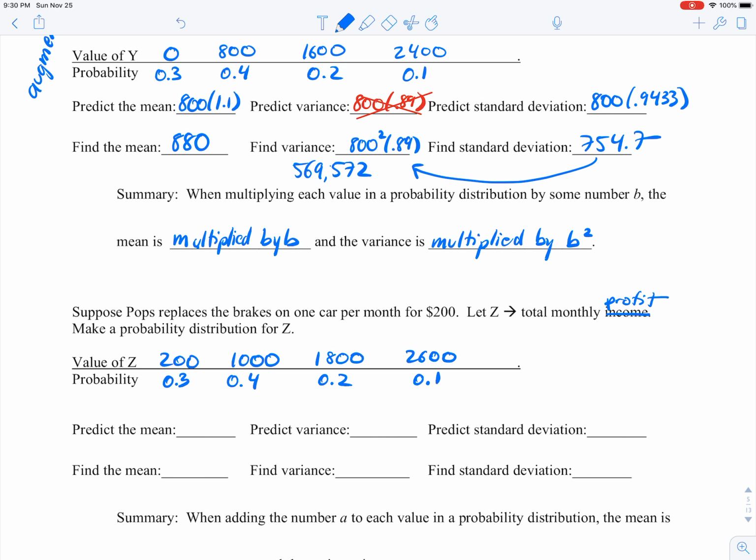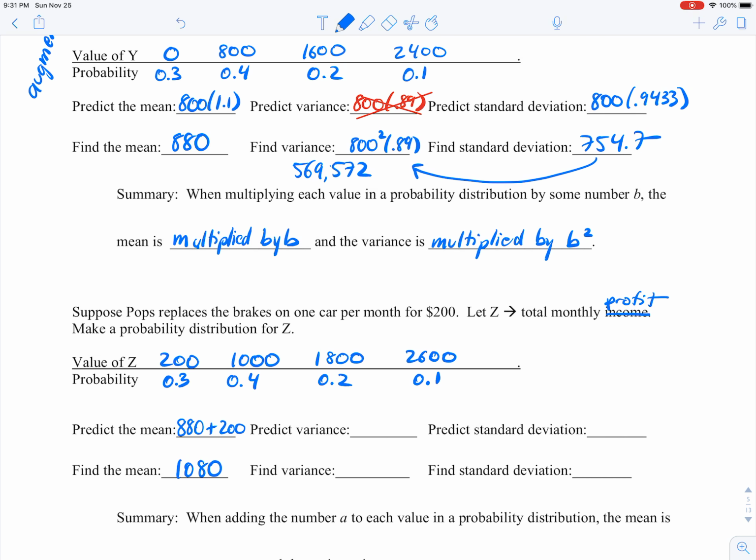Let's predict the new mean for his sales. Well, he's making $880 per month on average by selling cars, and we tack on an extra $200 a month for the brakes. That means every month he should be making, on average, the $880 plus the $200, and it will indeed come out as $1,080.